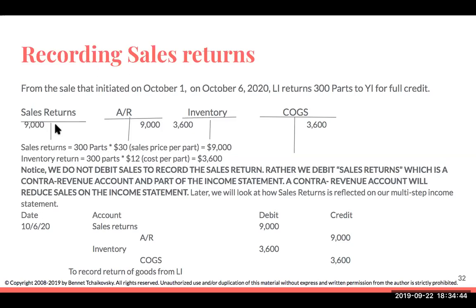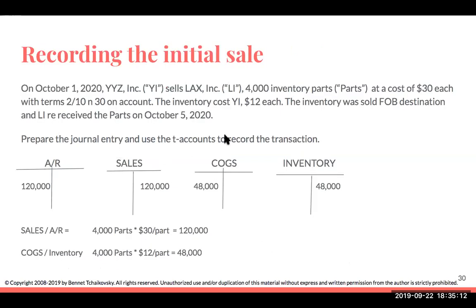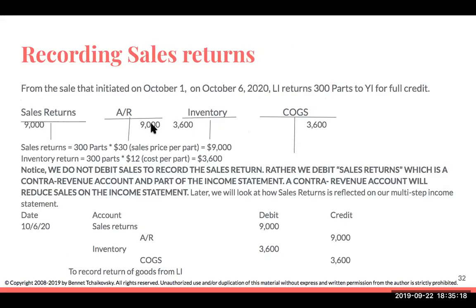When we have a sales return, we have to show two things happening. One, we're getting the inventory back. And that inventory had cost us $12 per part times 300, or $3,600. And at the same time, LI is giving us these items back. They don't want to pay for them. So I need to decrease my accounts receivable by the 300 times the $30, which was my sales price per part, right? So right up here, that's what I had sold it to them for. So here I'm crediting accounts receivable for $9,000.